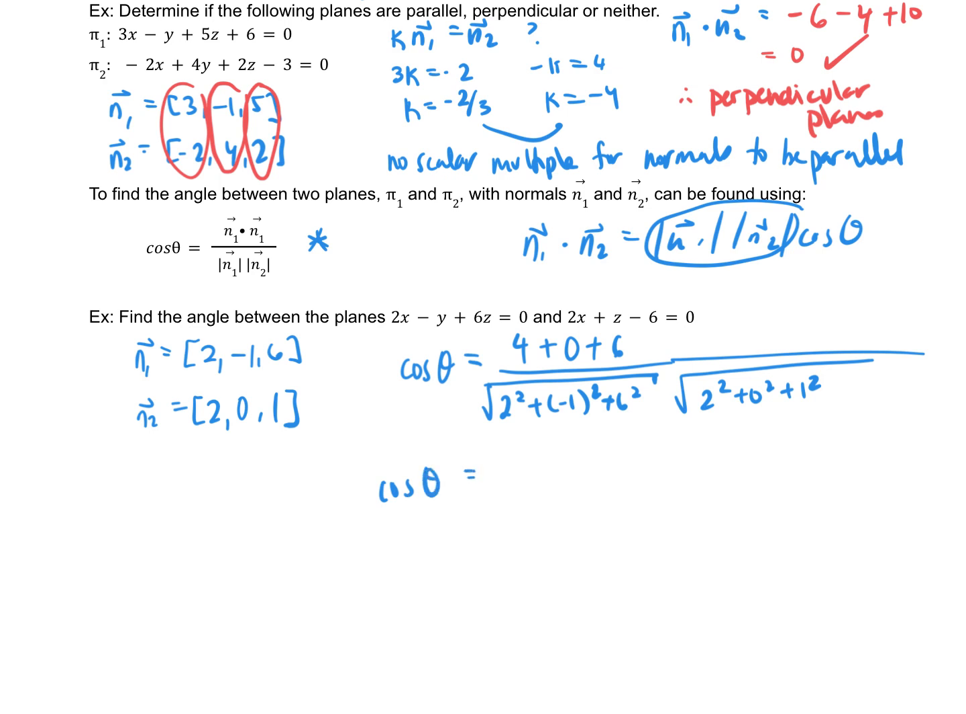So if we simplify, we have 10 over the first magnitude, which is the square root of 41, and then the square root of 5. We can simplify this further by multiplying 41 times 5 to get the square root of 205, or you can just take a cos inverse of this fraction right away, which is what I'm going to do. And I get approximately 46 degrees as the angle between these two planes. And that's it for our Cartesian equation of a plane.